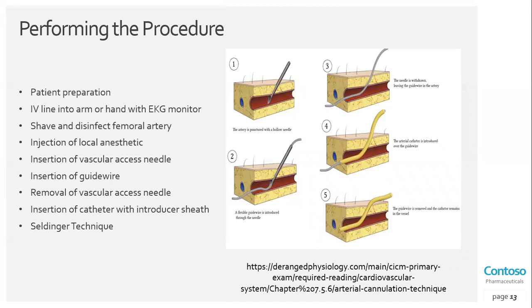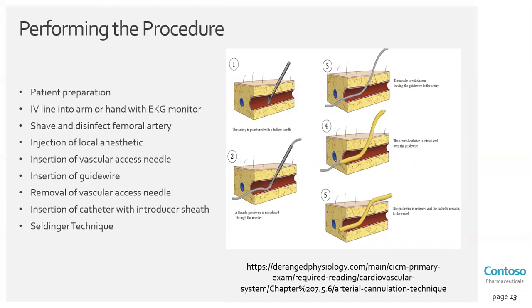So to perform the procedure, it's known as the Seldinger technique. It's very commonly used during interventional radiology. To ensure that all anatomy is properly visualized, the patient will remove clothing and jewelry, and be asked to don a hospital gown. They'll empty their bladder and rectum before the exam and lie supine on the table.